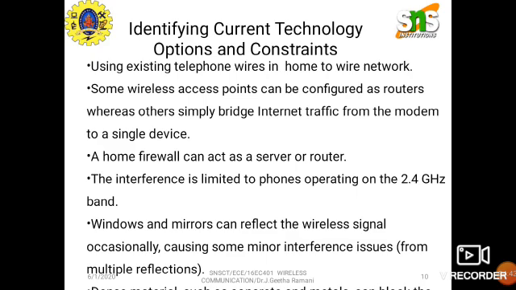Next, identifying current technology options and constraints. So, using existing telephone wiring in the home to wire the network. Some wireless access points can be configured as routers, whereas others simply bridge internet traffic from the modem to a single device. A home firewall can act as a server or router. The interference is limited to phones operating on the 2.4 GHz band. Windows and mirrors can reflect the wireless signal occasionally and cause some minor interference issues from multiple reflections.